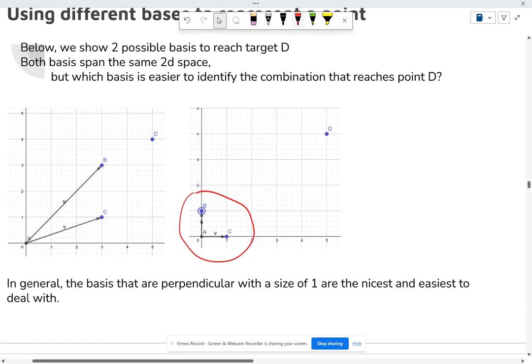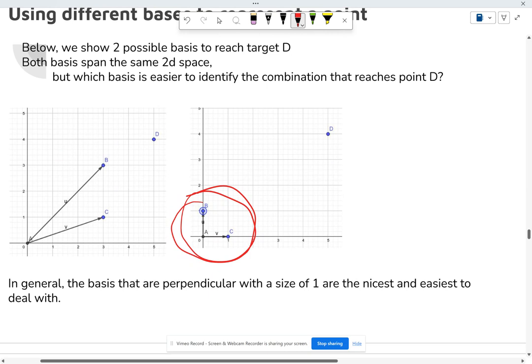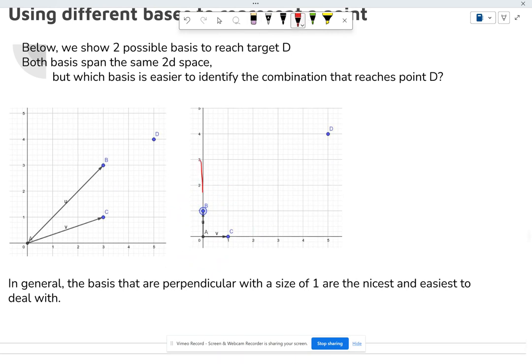In order for us to achieve these kinds of bases, in general, if we have one like this, for example, with a size of 3, we want to scale it back and make this into just the size of 1. And this act of converting a vector that's larger than 1 back to 1 is called normalization.